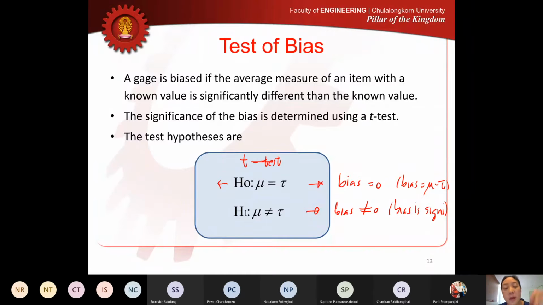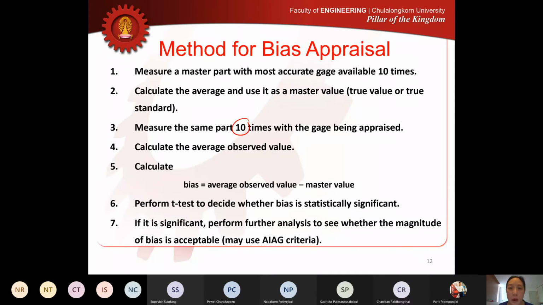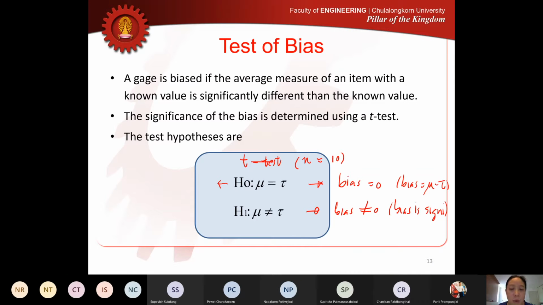Remember that we use t-test instead of z-test because our n, the number of data points, is equal to 10. When we do bias appraisal, we will measure the part 10 times. That means our sample size is only 10, which is a small sample. Remember that when n is less than 30, we consider it a small sample, and then we will use t-test to test whether the mean is equal to tau or not.